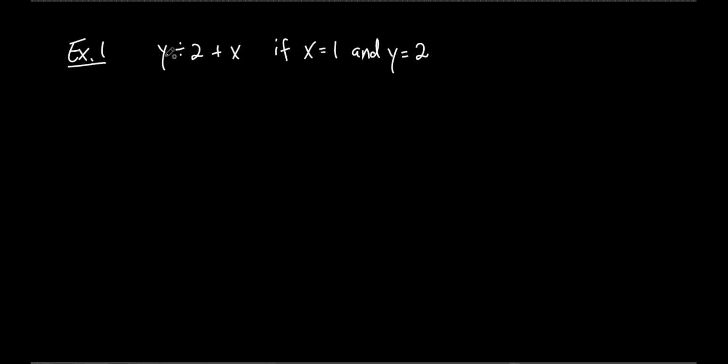It's pretty easy. So instead of y, what am I going to write? 2. And then keep going. What's the next thing? Divided by 2 plus 1. All right? So instead of a y, I put a 2 because it says y is 2. Instead of an x, I put a 1 because it tells me x is 1. And now I just do this thing. It's 2 divided by 2. I do that first, right? So 2 divided by 2 is 1 plus 1 is 2.